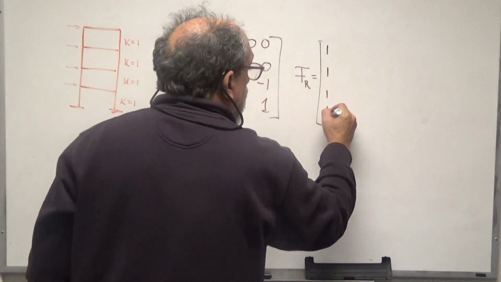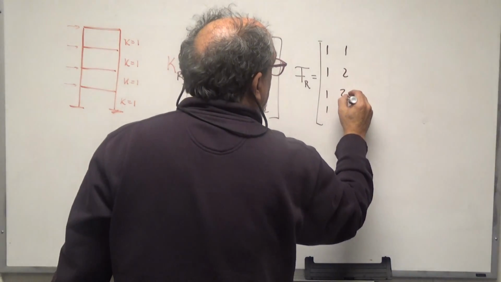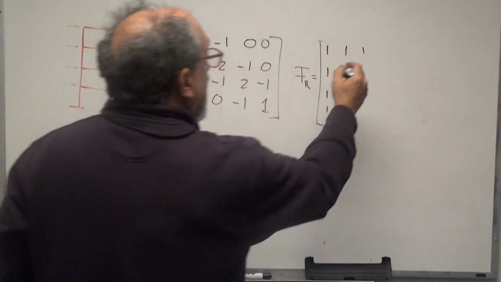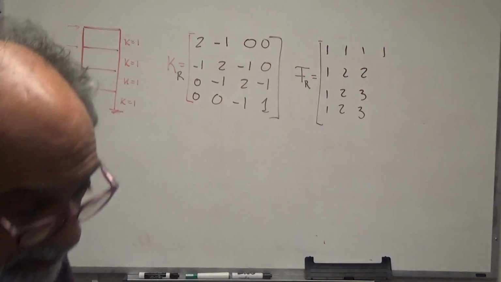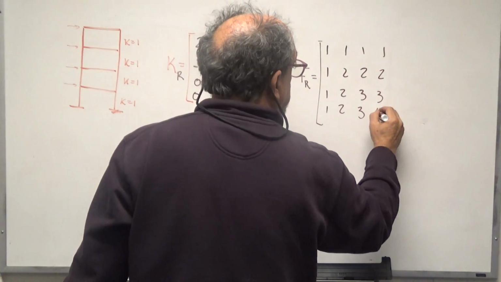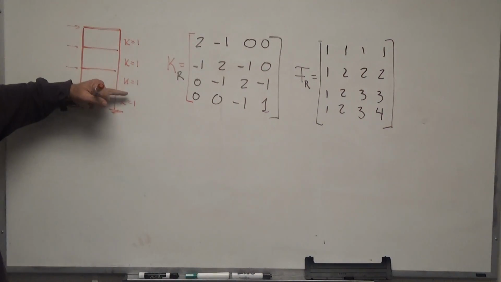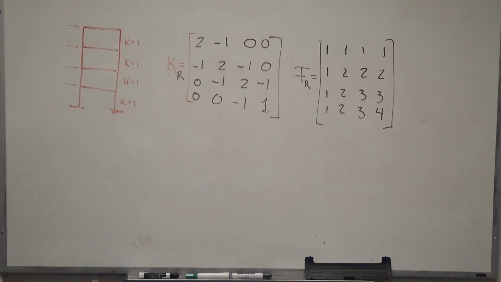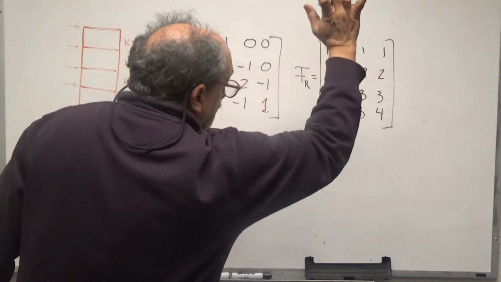1 1 1 1, 1 2 2 2, then it should be 1 2 3 3, as one can see from logic, and then 1 2 3 4, right? This is the flexibility matrix. Makes sense, right? If you can see it from flexibility right away. Apply unit load, you get a 1 1 1 1 everywhere. You put it here, you get 1 2 and so on. So that's the flexibility matrix, which we would obtain from vibration data.